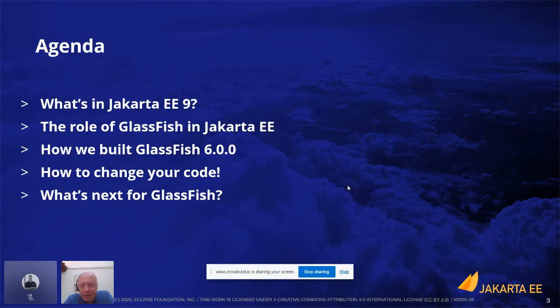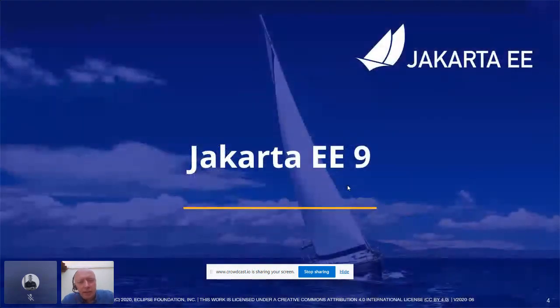And then I'll cover a little bit about how to change your code. I know there are other presentations about how you can migrate applications into the new namespace, but I'll do a quick demo of doing that on GlassFish 6. And then I've got a little bit about what's next for GlassFish with Jakarta 9.1 and 10 and some ideas around that. Okay, so first I'm going to cover what's in Jakarta EE9. It's probably been covered by a lot of other people, but it's good to recap from a GlassFish perspective.